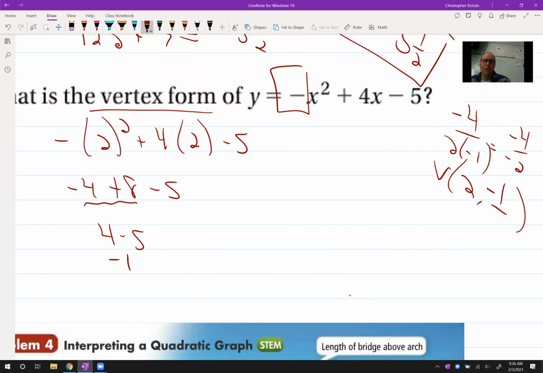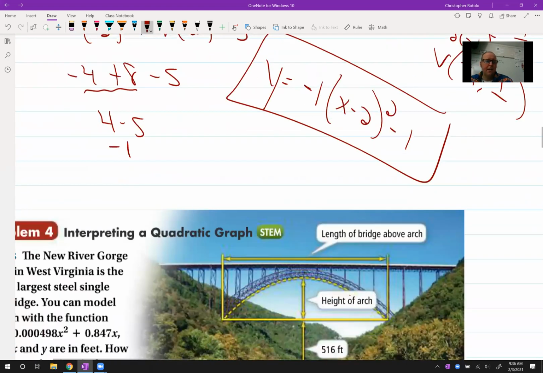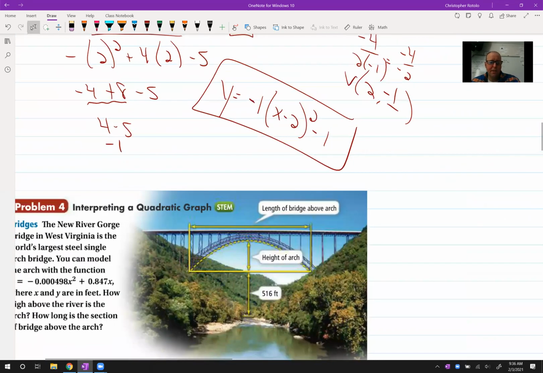I want the vertex form of the equation. y equals, a is negative 1, (x minus h) squared plus k. And we are rolling with this thing right here. Okay, that's pretty good. All right. How can we use it? All sorts of different stuff.